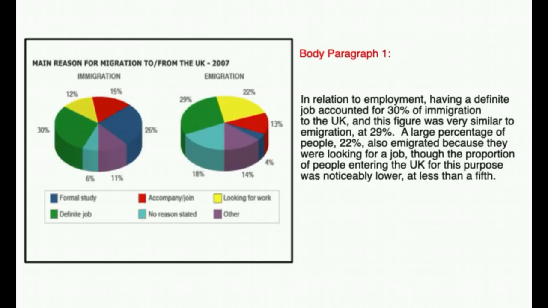Now take a look at the first body paragraph. A definite job is described first. In relation to employment, having a definite job accounted for 30% of immigration to the UK, and this figure was very similar to emigration at 29%. So notice how the language of comparison is used: was very similar to.